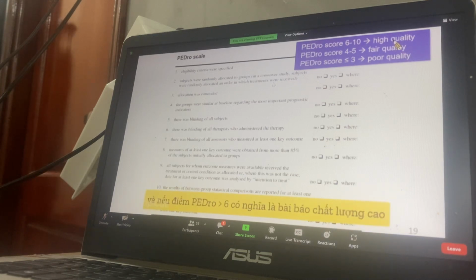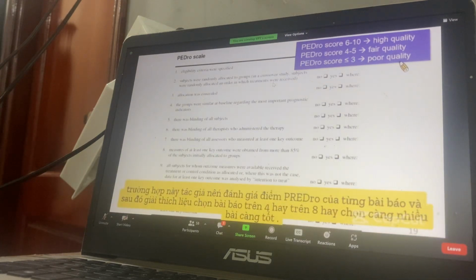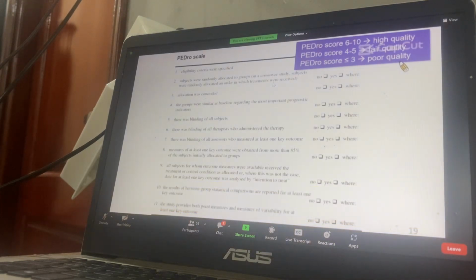If a PEDro score is greater than 6, we will consider the study as a high quality study. But if the score is between 4 and 5, it will be a fair quality study. And a score below 3 would be a low quality study. The author should assess the PEDro score of each study and then discuss whether they included studies above 4 or above 8 or included every study possible.